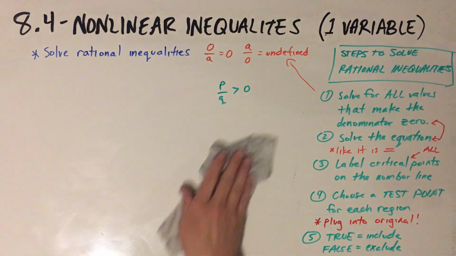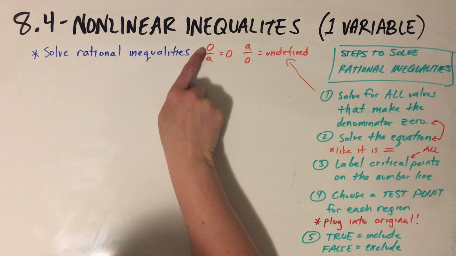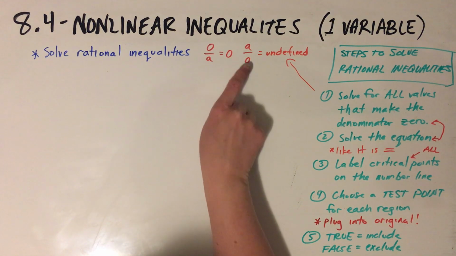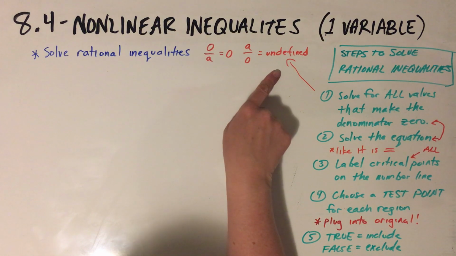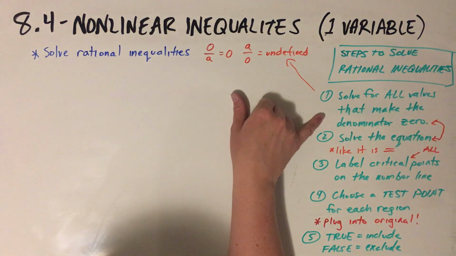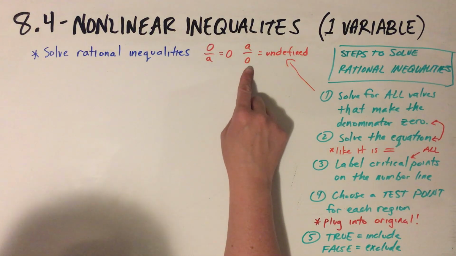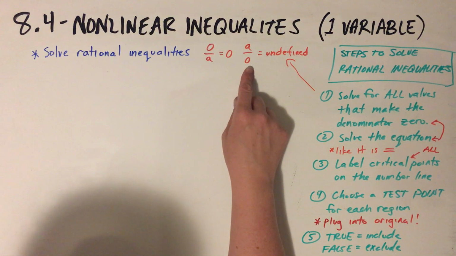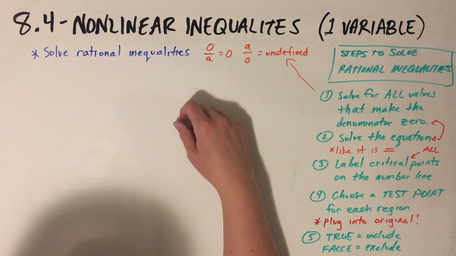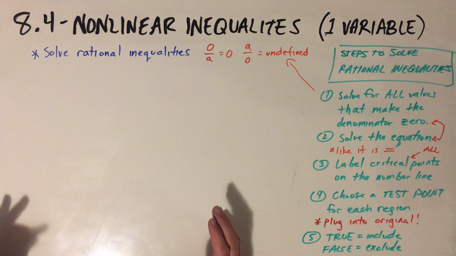So let's review a couple of important facts. If we have 0 and we divide it by anything, that'll still be 0. But if I have anything and I try to divide it by 0, that's undefined. I can't do that. So if we look over here at the steps for solving our inequalities, the reason why we're going to solve all the values that make the denominator 0 is we want to make sure that we don't create an undefined expression while we are solving. Then we're going to solve the equation, treating it like an equal to. Then we're going to label our critical points on the number line just like we did last time. Then we're going to choose test points for each region.